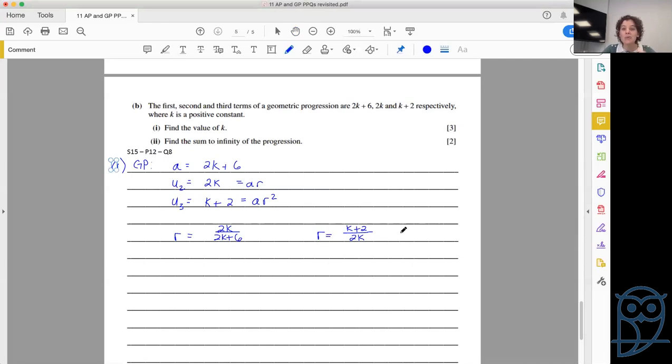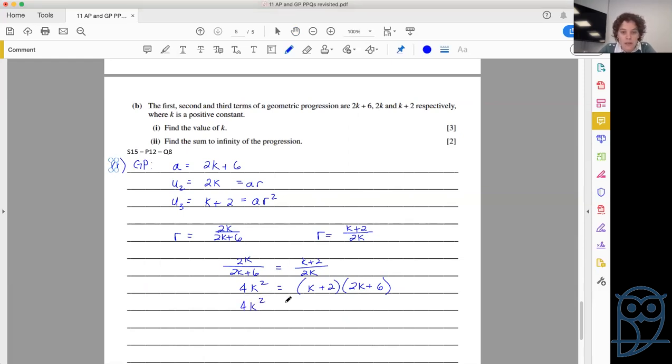And now, look what we've got. We've got two little equations, we've got two variables involved, and we've got r equals in both cases. So life becomes so much easier. We can just equate our k bits. So 2k over 2k plus 6 equals k plus 2 over 2k. So let's clear fractions by multiplying up. So 2k by 2k is 4k squared equals, let's not overface ourselves, k plus 2 times 2k plus 6.